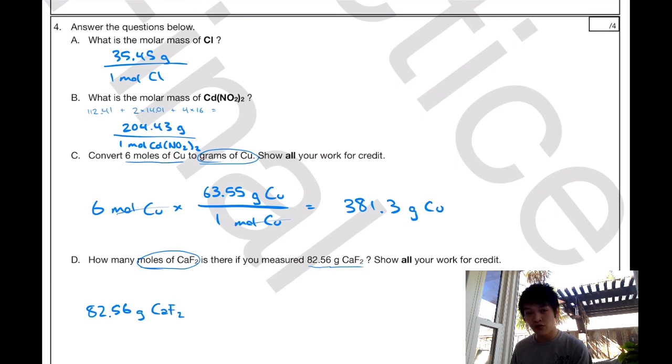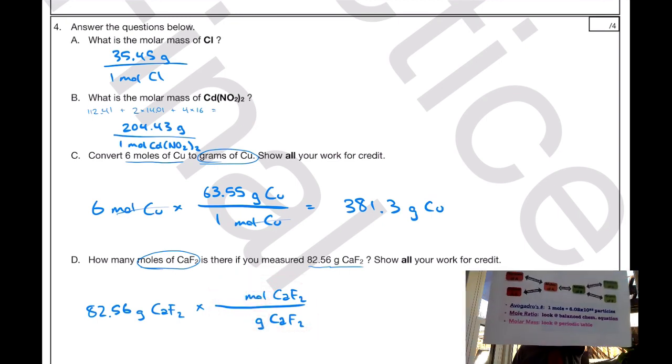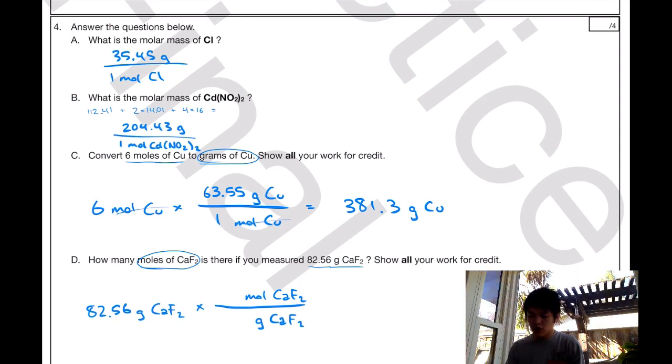We're doing a conversion, so guess what? Times, draw a line. The unit that we're starting off with on the bottom is right here, grams calcium fluoride. The unit that we're trying to convert to, we circled, moles of calcium fluoride. Notice here that we have a molar mass. Anytime you have a molar mass, guess where do you look? You look at the periodic table. So we want to get the molar mass of calcium fluoride.